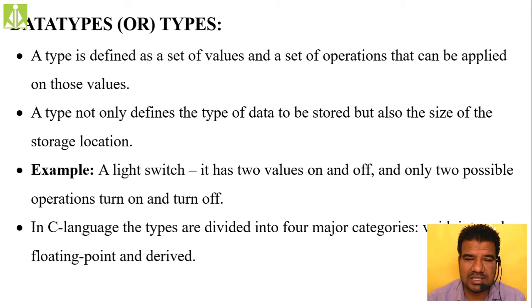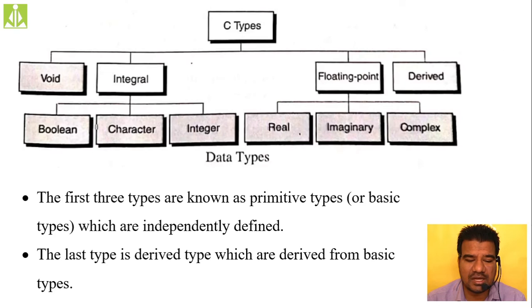Then in C language, we divided the types into four major categories: void type, integral type, floating point type, and finally the derived type. We said we are going to discuss only void, integral, and floating point, and derived types in further classes. Integral types are further categorized as boolean, character, and integers, and floating point types are categorized as real, imaginary, and complex. The first three types are primitive types, and the last type, derived type, is not primitive; it is dependent on primitive types. That is why we call it derived type.